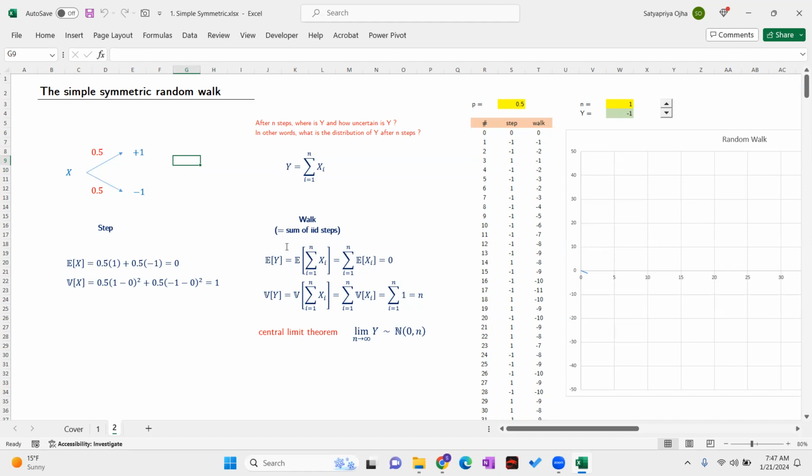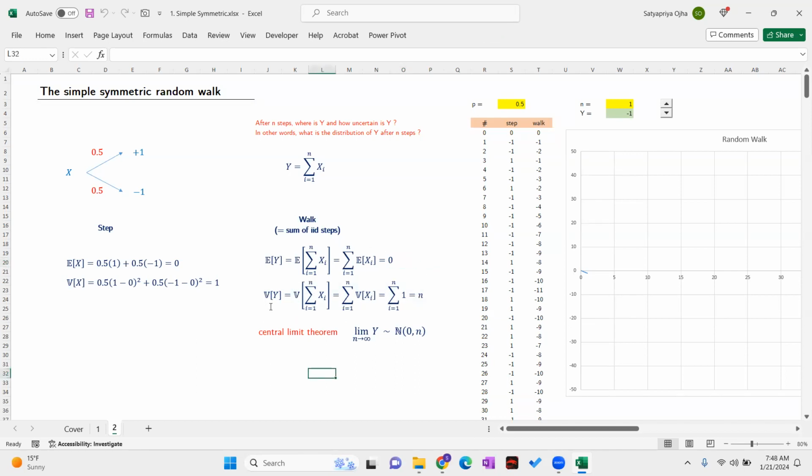Now, having said that, what is the expectation and variance? Easy. Expectation of the walk would be the sum of the expectation of each of the steps. You get a bunch of zeros, you add them, you get a 0. So the average value of the walk is 0. That means after n steps, n is arbitrary, it could be anything, on an average you are still supposed to be there where you started from, as if you have never moved. So expectation of the walk is 0.